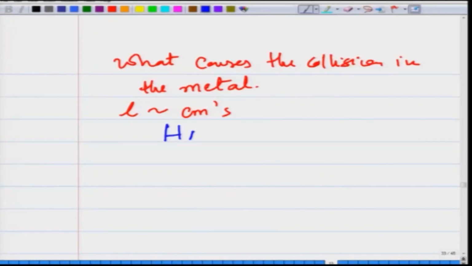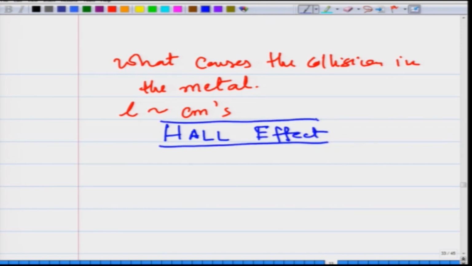So, the phenomenon of scattering of electrons inside the metal is not well established, but be that as it may, the Drude model is still successful, and it is successful in describing another phenomenon, which is the Hall effect. This is a very important phenomenon, and it is also very useful. It has a lot of applications.